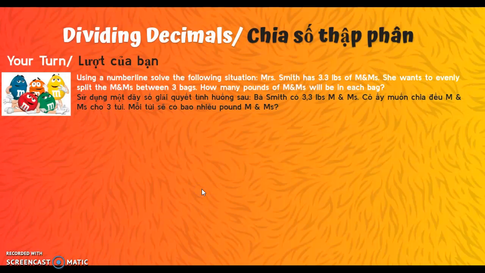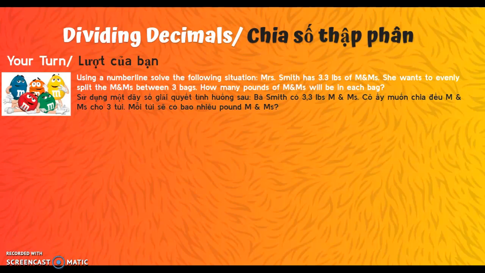Now remember, yesterday we talked about the reasonableness of this. So you have to think reasonably. If I have 3 3/10 and I'm going to split it between 3 bags, I'm going to start thinking, if I remove that decimal, I have 33 divided by 3. Do you know what 33 divided by 3 is?